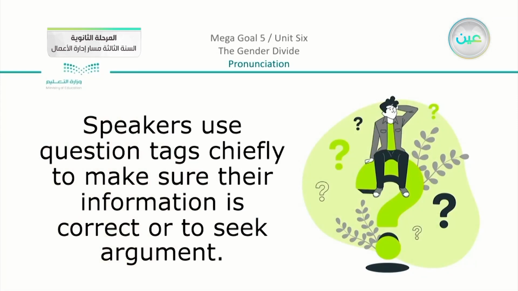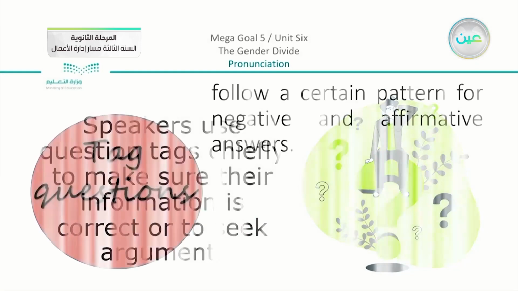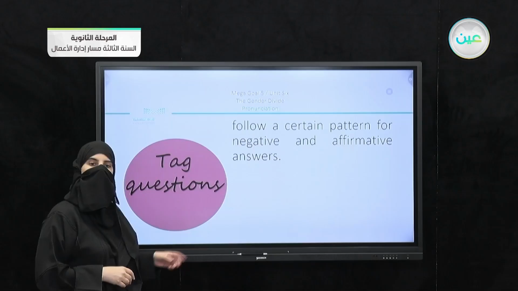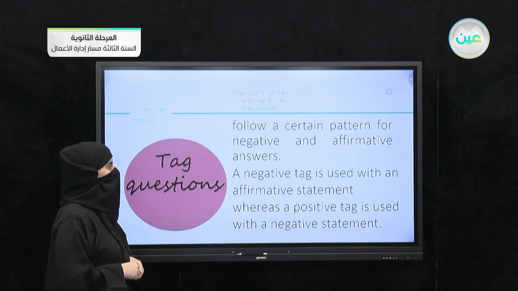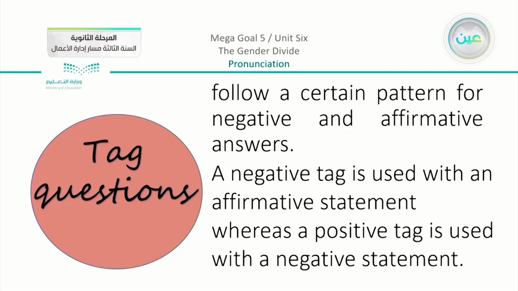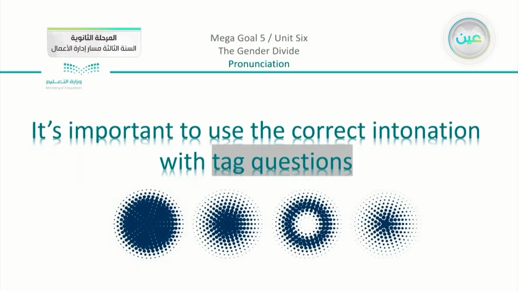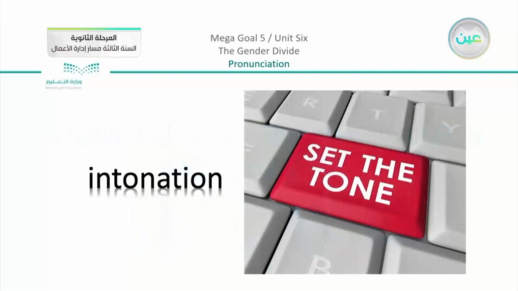Speakers use question tags chiefly to make sure their information is correct or to seek an argument. Now, tag questions follow a certain pattern for negative and affirmative answers. So basically, it depends on the answer that we have here. A negative tag is used with an affirmative statement, whereas a positive tag is used with a negative statement. It's important to use the correct intonation with tag questions. So we are going to focus on intonation. We are going to set the tone of our speaking.